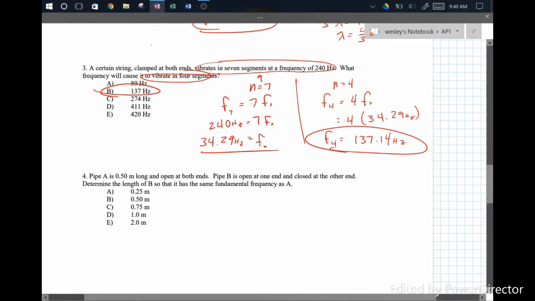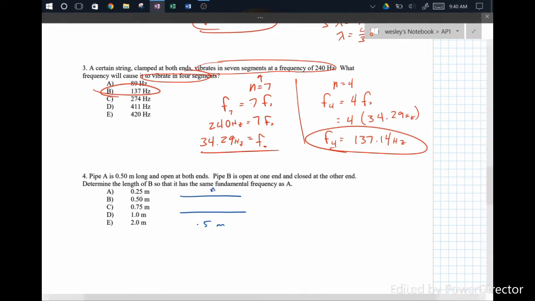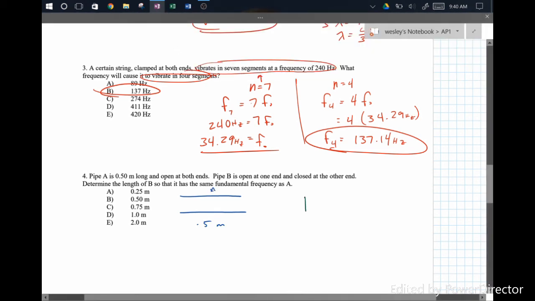All right, so we have 2 pipes. Pipe A is 0.5 meters long and open at both ends. Pipe B is open at one end and closed at the other. We don't know how long pipe B is. Determine the length of B so that it has the same fundamental frequency as A. Okay, so we're open at both ends. The fundamental frequency when we're open at both ends corresponds to half of a wave. So lambda over 2 is equal to 0.5 meters, and that wavelength is equal to 1 meter. So the wavelength for the fundamental frequency is 1 meter.